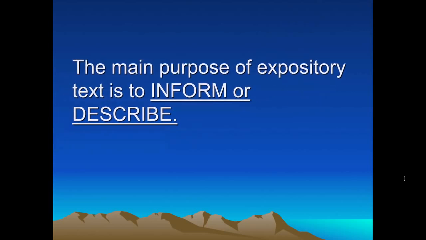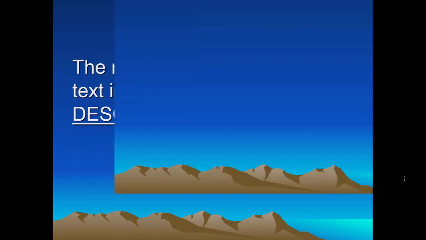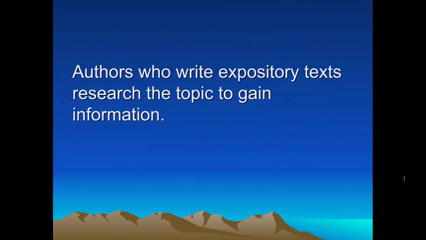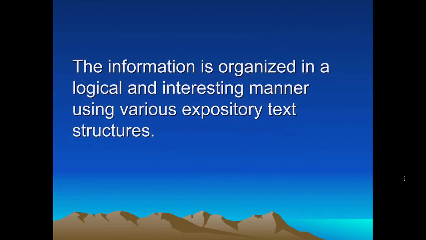But the main purpose of an expository text isn't to tell a story as much as it's to inform or describe. Authors who write expository texts research the topic to gain information. And once they've gained that information, they then share it with the reader. The information, after it's gained, is organized in a logical and interesting manner using various expository text structures.